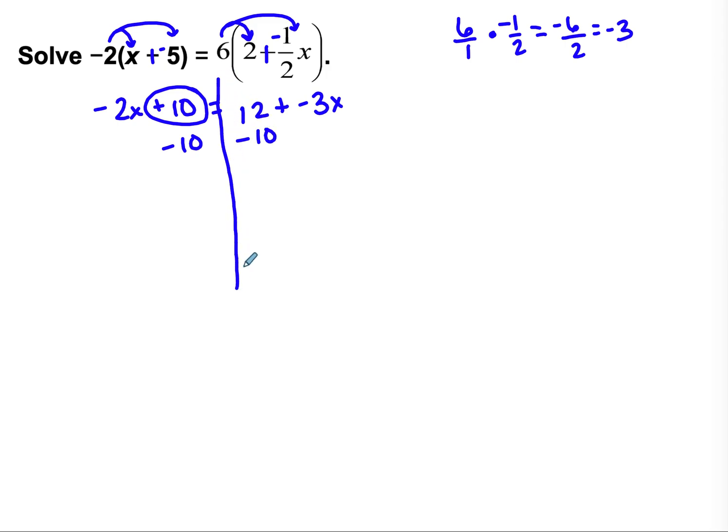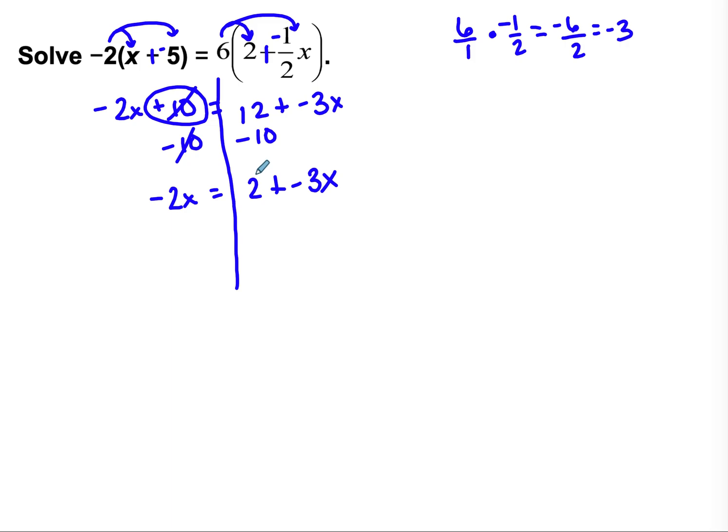I'll go ahead and draw a line here just so you can see my sides. I'm only lining up the like terms. I did it once on each side. I'm not subtracting anything from the x's. I'm only subtracting once on each side, and I'm lining up the like terms. 10 minus 10 is 0. So on this side of the equation, I'm left with negative 2x equals 12 minus 10 is 2. And then I still have this plus negative 3x.